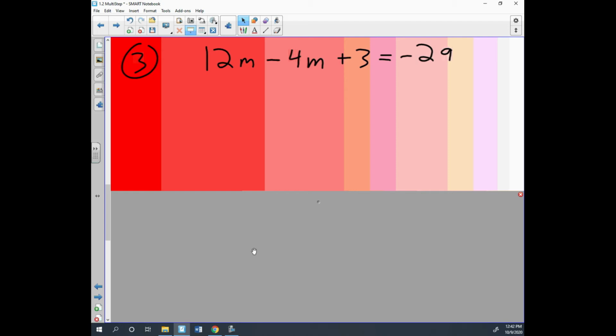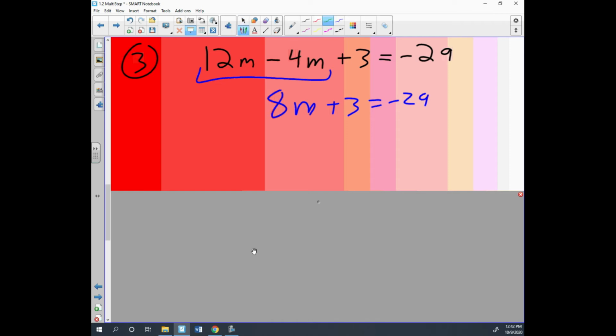All right, combining like terms, distributive property, anything like that here? Yes, right here I have combined like terms. 12m minus 4m is 8m. Plus 3, I'm going to leave it. Equals negative 29. All right?